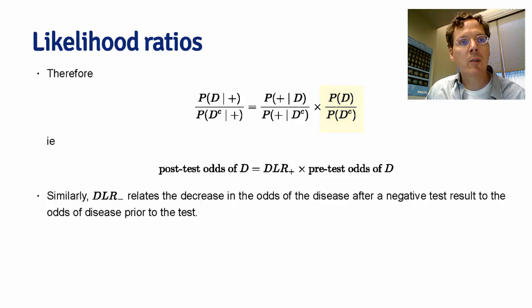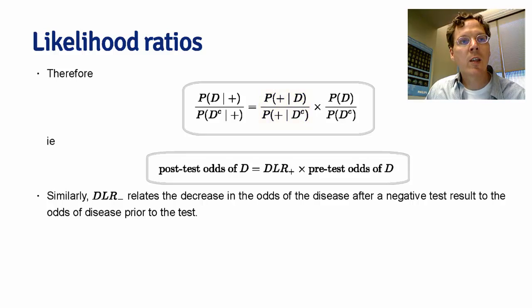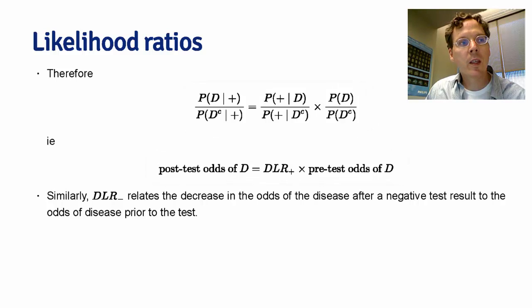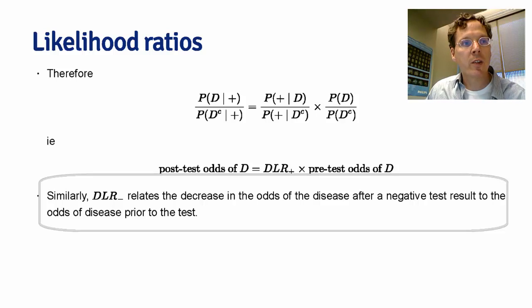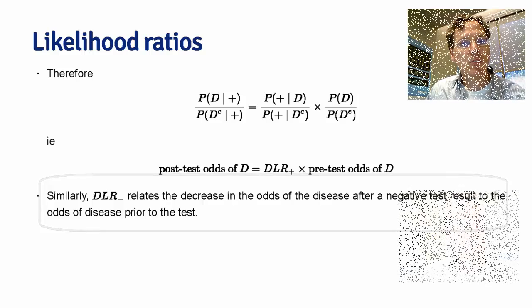Here, this factor in the middle is the diagnostic likelihood ratio of a positive test result. So the equation is the pre-test odds of disease times the diagnostic likelihood ratio equals the post-test odds of disease. In other words, the diagnostic likelihood ratio of a positive test result is the factor by which you multiply your odds in the presence of a positive test to obtain your post-test odds. And then similarly, DLR minus relates the decrease in odds of disease after a negative test result to the odds of disease prior to the test. So it's a very similar calculation.